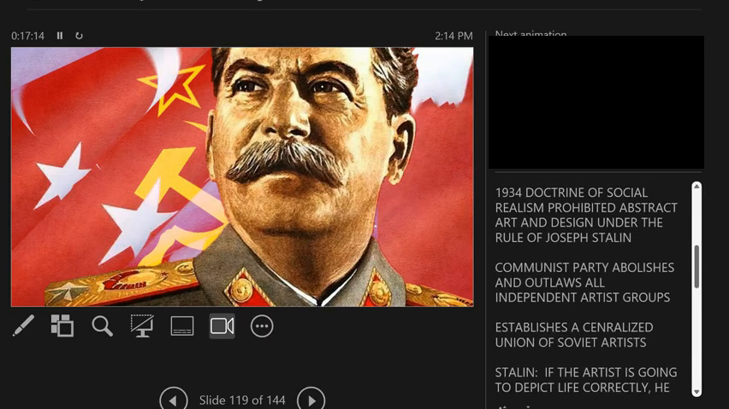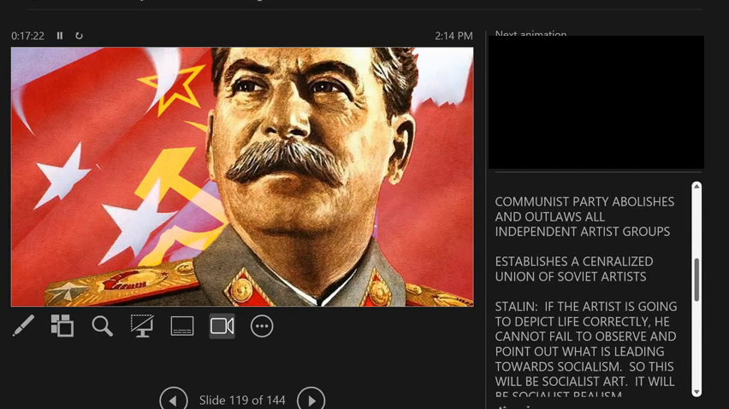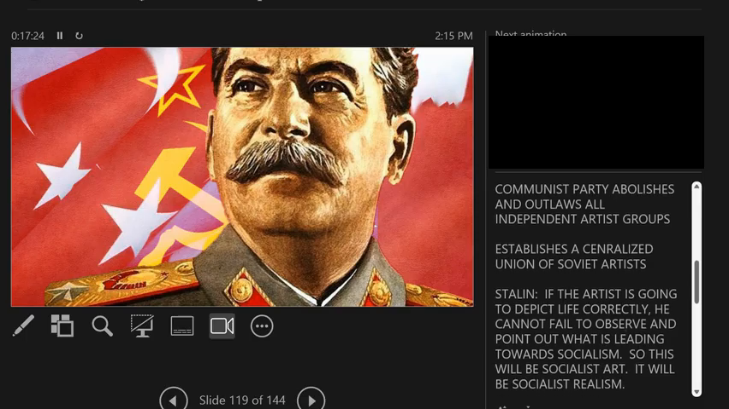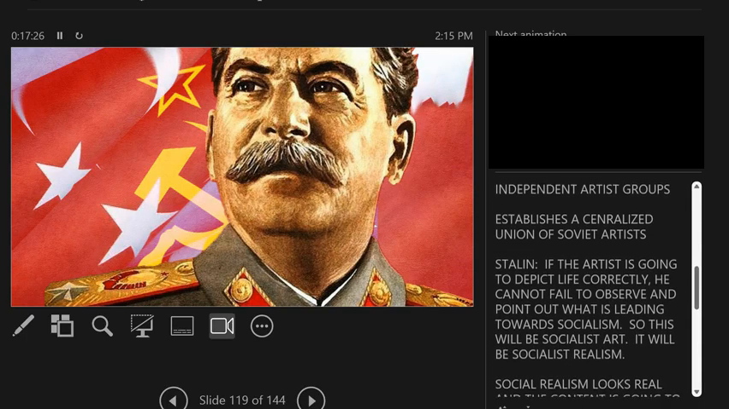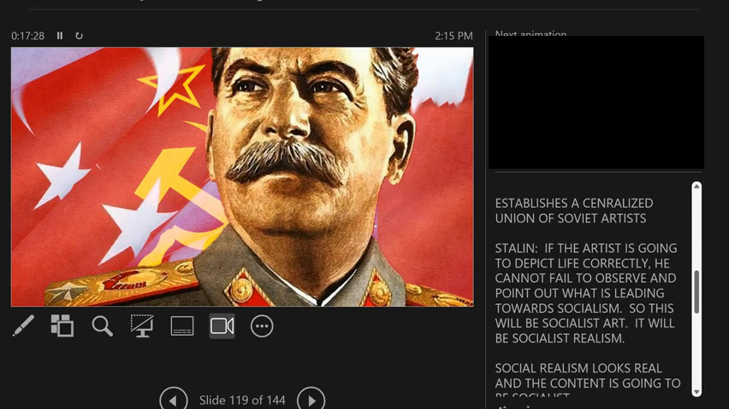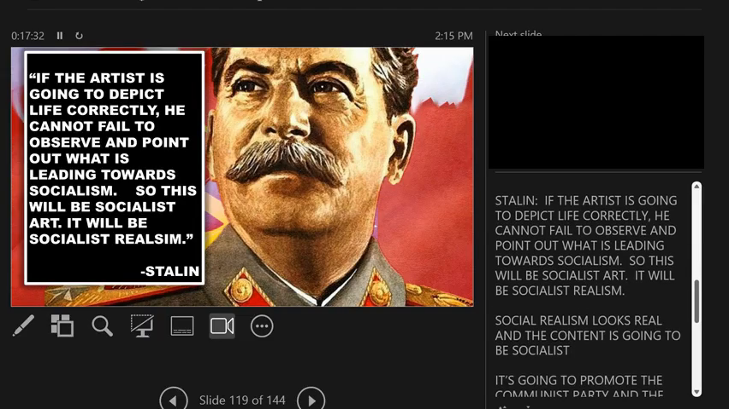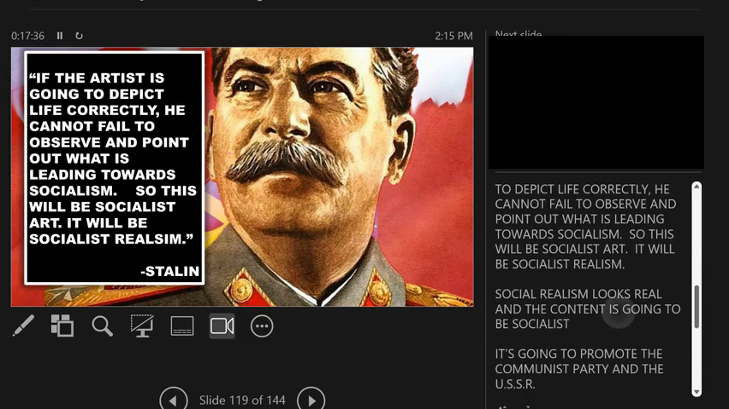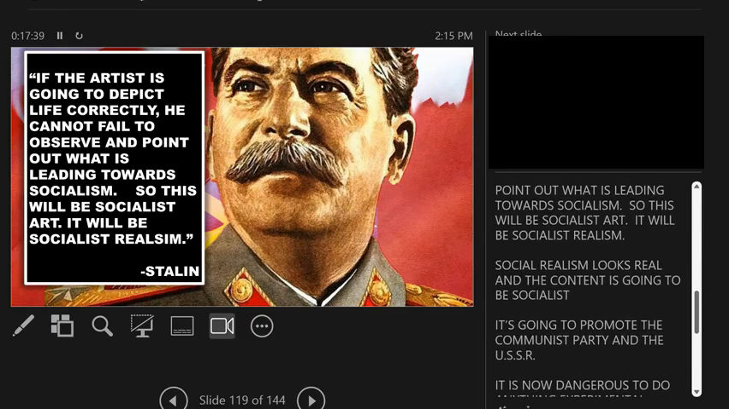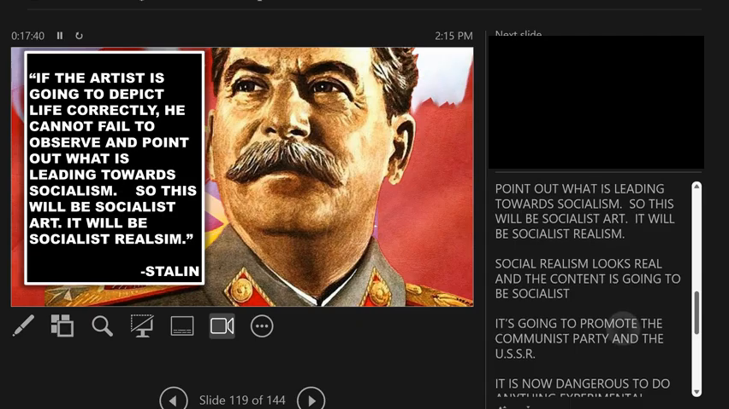In 1934, the doctrine of social realism prohibits abstract art and design under the rule of Joseph Stalin. And the Communist Party abolishes and outlaws all independent artist groups. It establishes a centralized union of Soviet artists. And Stalin says, if the artist is going to depict life correctly, he cannot fail to observe and point out what is leading towards socialism.